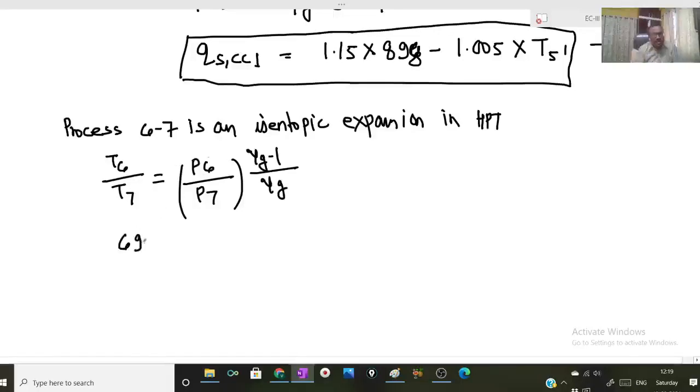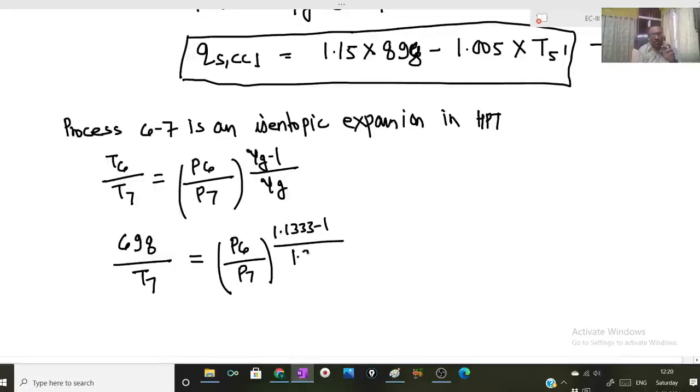T6 is 698 Kelvin. T7 is not known to me. At the same time, P6 is known to me. P6 is equal to P2 actually. But the actual value of P2 is not known to me. So I will write this pressure ratio as it is, and the exponent is 1.333 minus 1 over 1.333.